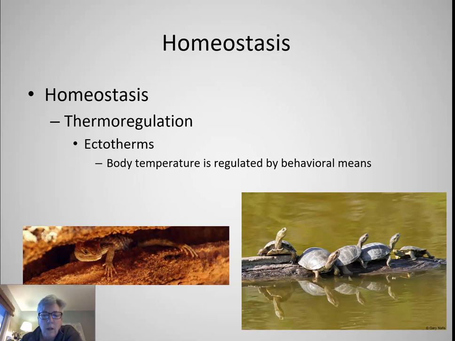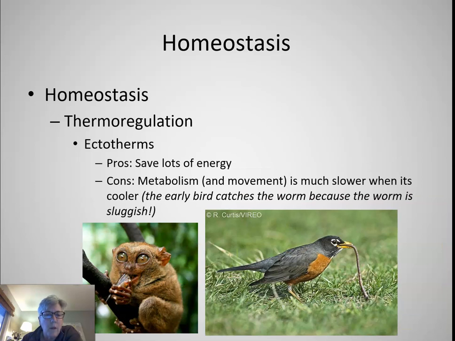So they are doing that using their behavior. This is an external control of their body temperature. Ectotherm. Here are some turtles lying in the sun, maintaining their body temperature by sunning. Here's a lizard in the shade over here, trying to keep cool by putting himself into the shade. So ectotherms maintain their homeostasis of temperature by their behavior. They use the external environment to do that for them.